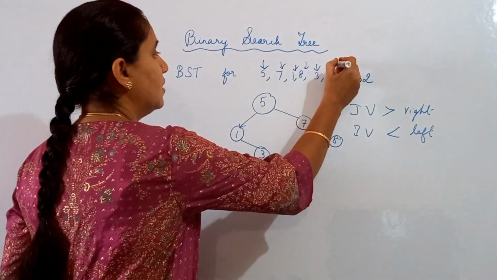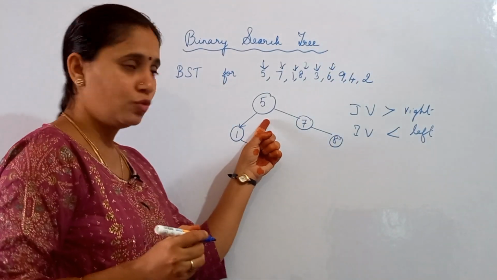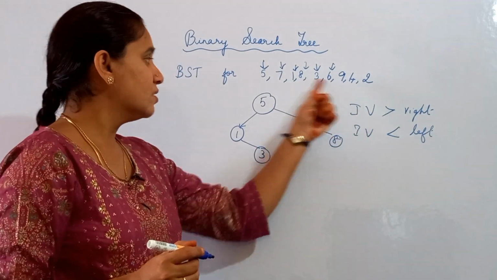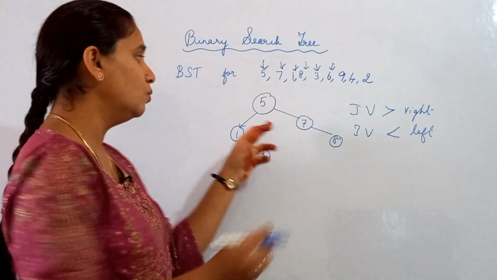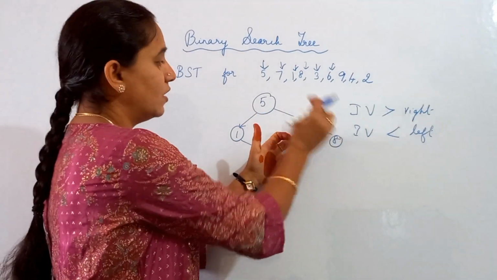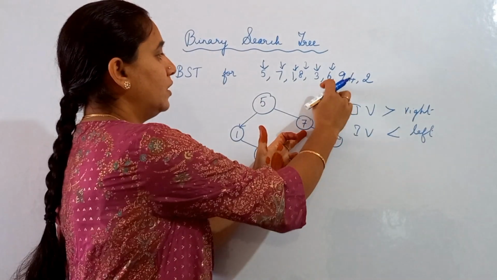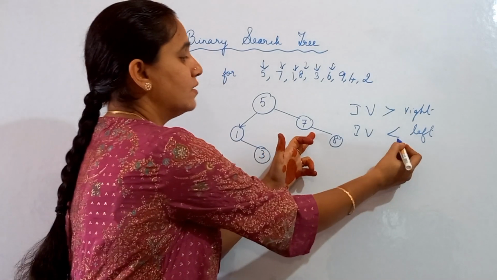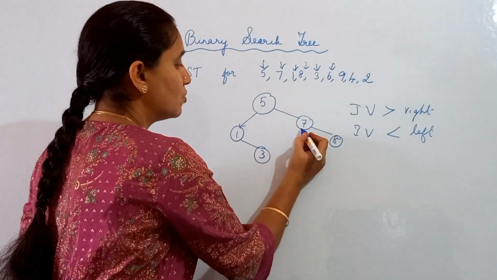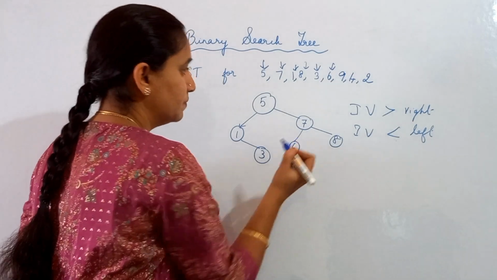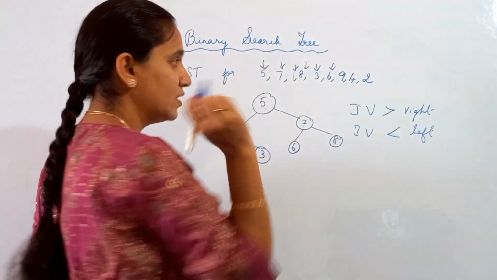Next is 6. So start from the root node. The incoming value is greater than the root node, isn't it? So move towards right. Again there is another node. The incoming value 6 is lesser than this node, isn't it? So you can insert over here, friends. Can you follow? Now 6 is finished.